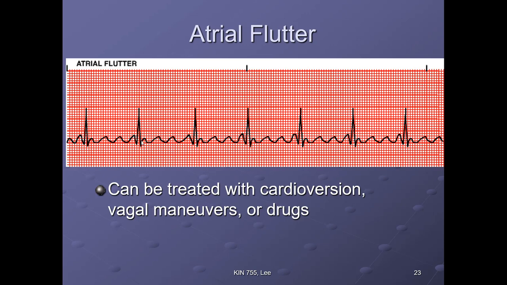So one way to distinguish this from the next one we're going to talk about, which is called atrial fibrillation, is look how regular the QRS complexes are. They're very predictable. You're not going to see that in atrial fibrillation.